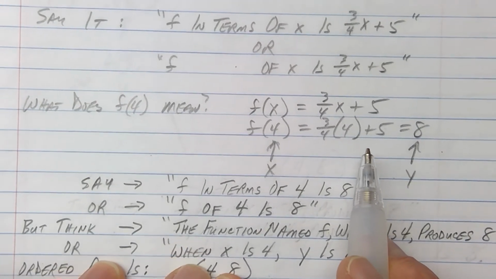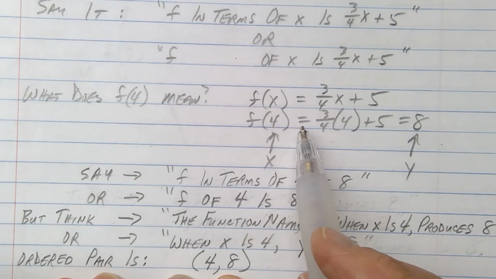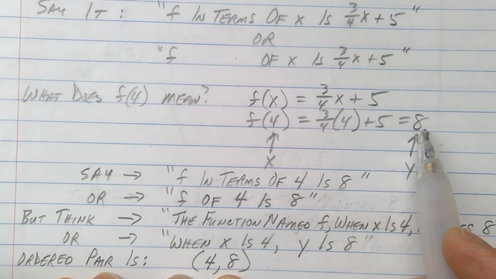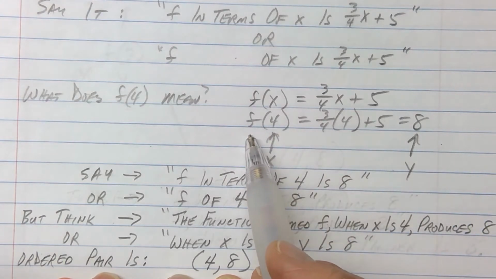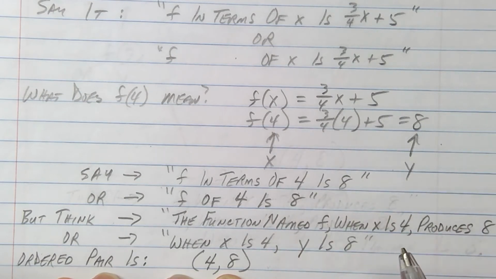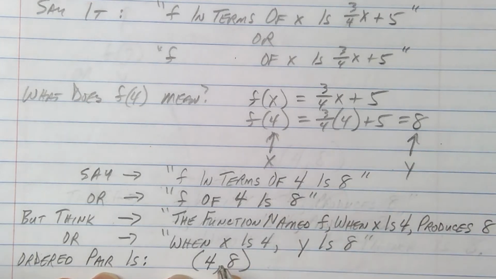So how would we say it? How would we talk the talk? We'd say, oh, f in terms of 4 is 8. Or we could say f of 4 is 8. Or we could say the function named f, when x is 4, produced 8. See, there's lots of ways to say it. But what you think in your head is, okay, when x is 4, y is 8. We're going to think of that as an ordered pair. If we put 4 into the function, it spits out an 8 for the y. X goes in, y comes out.